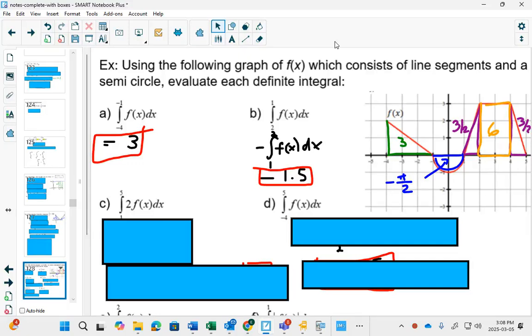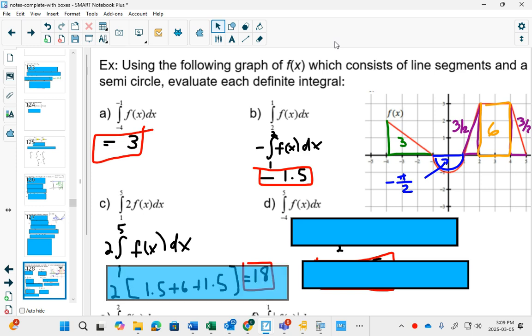One to 5 of 2f of x. Now I'm not actually going to double that, but I'm just going to pull my 2 out in front, and adding up those parts, 6 plus 1.5 plus 1.5 will be 9, so I'll get 2 times that 9, which will be 18.